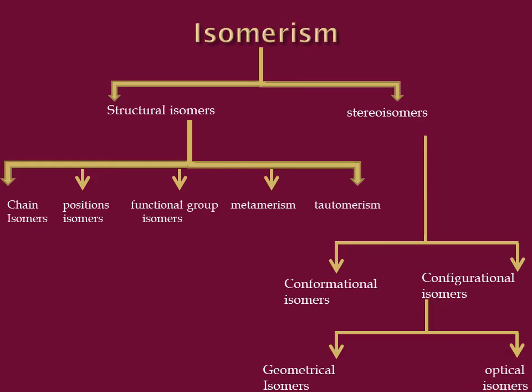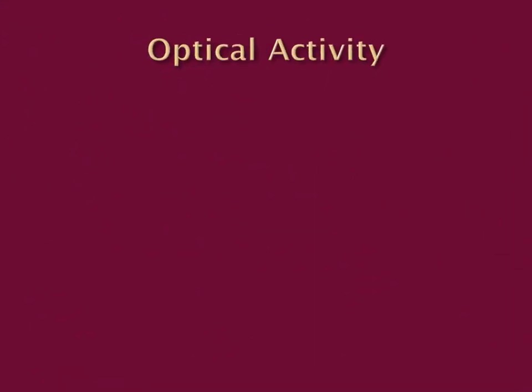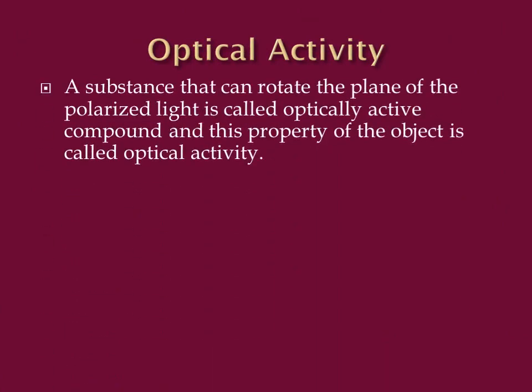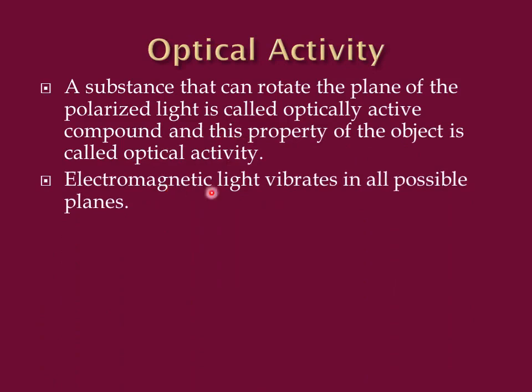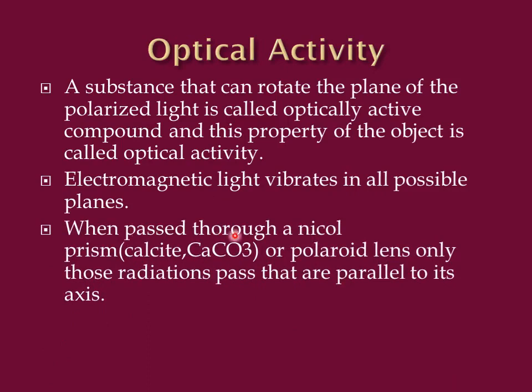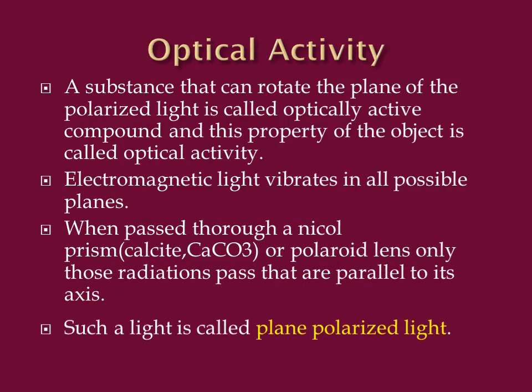Now students, before starting the topic of optical isomerism, let us try to understand what is optical activity. A substance that can rotate the plane of the polarized light is called an optically active compound, and this property of the object is called optical activity. You know that electromagnetic light vibrates in all possible planes, but when it is passed through a nickel prism or a polarized lens, only those radiations can pass that are parallel to its axis, and such a light is called plane polarized light.